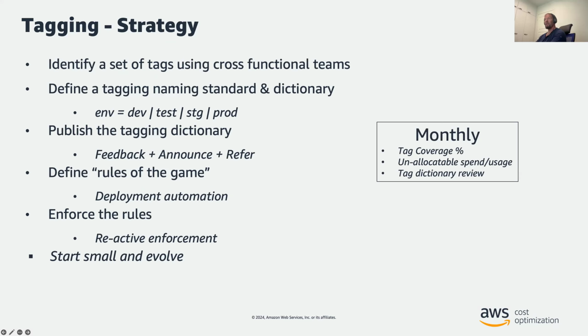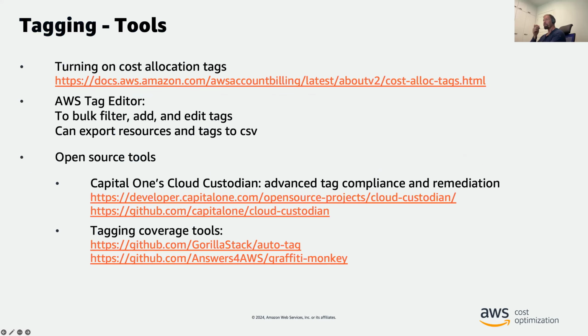Then I also talked a little bit about the tagging strategy, like what kind of tags you should use. And there's one tool that helps you to tag resources. Let's take the next slide. So there's the AWS tag editor.